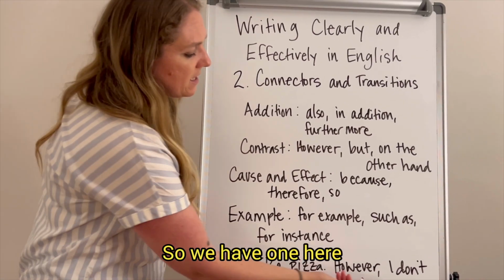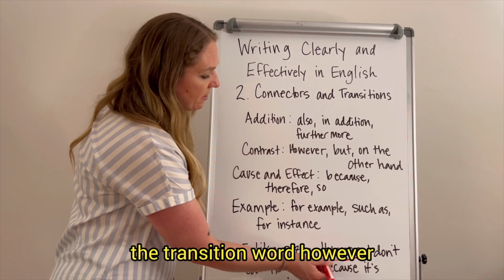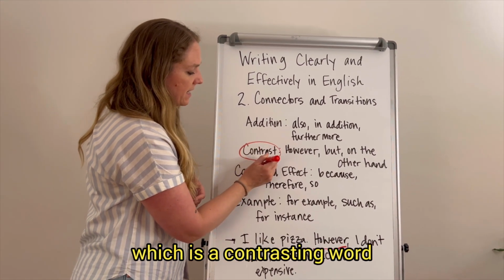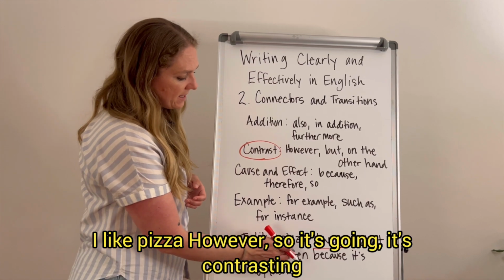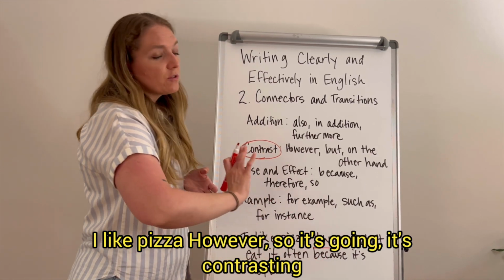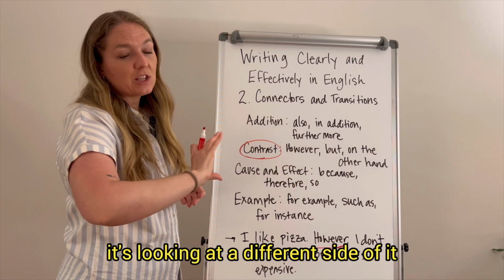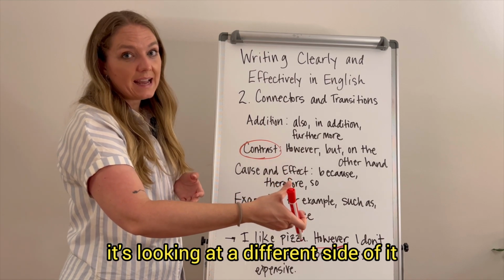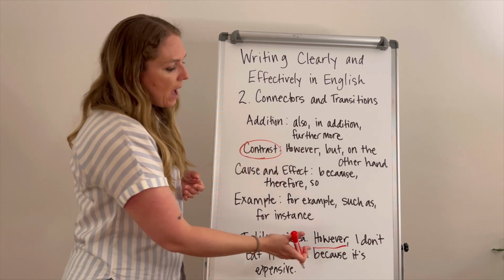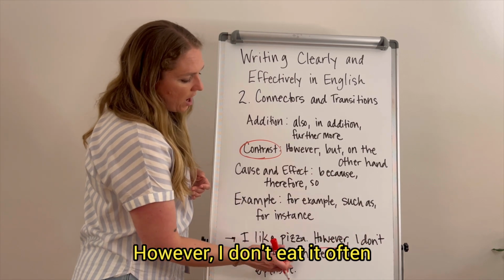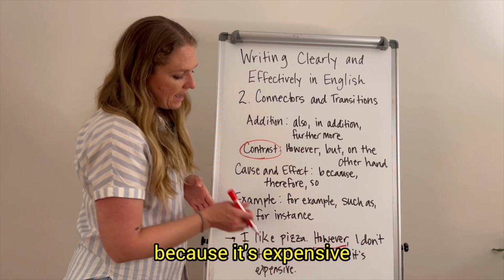So we have one here, the transition word however, which is a contrasting word. I like pizza. However, so it's contrasting. It's looking at a different side of it, how it is different. However, I don't eat it often because it's expensive.